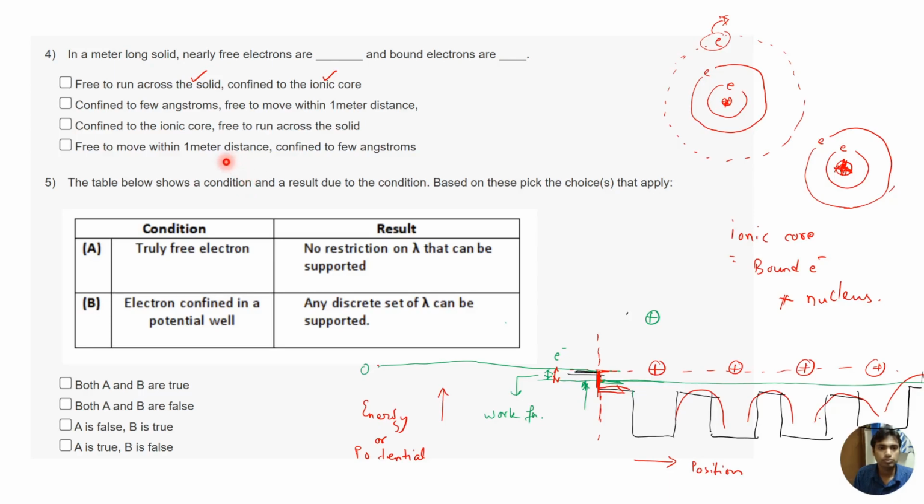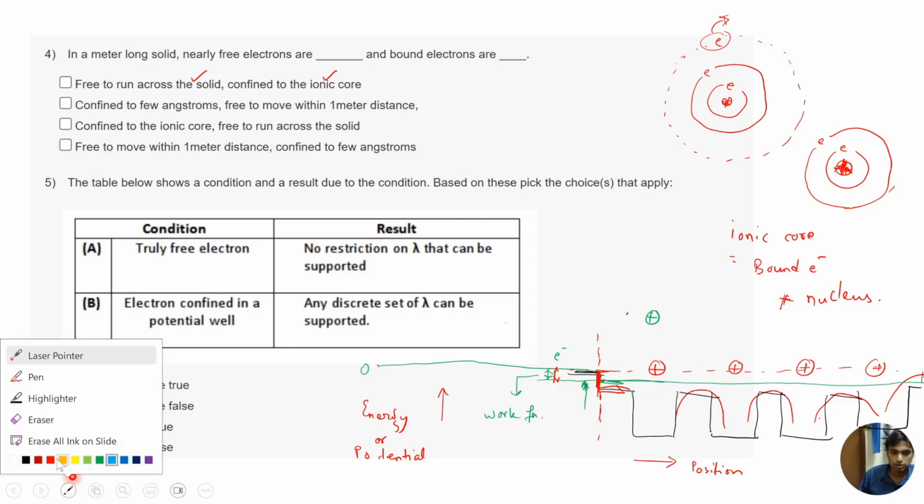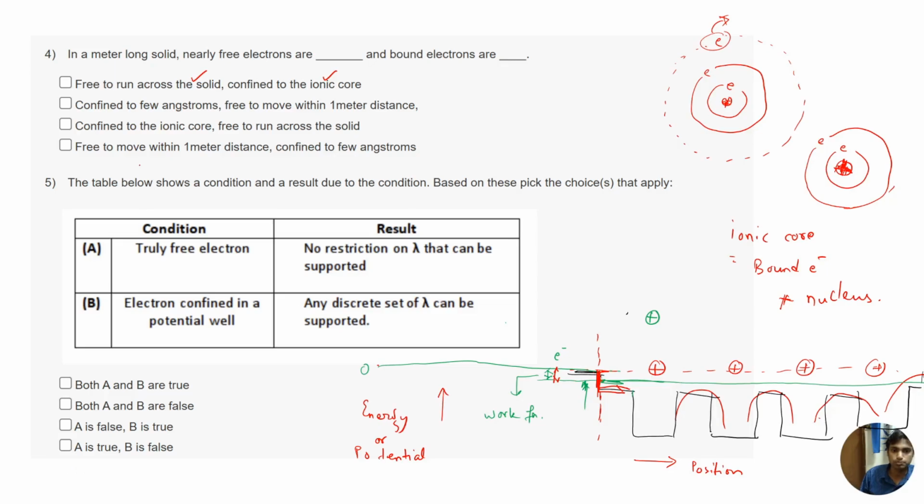Nearly free electrons are free to run within the solid, right? That is what we selected in the first one. But the last one is also correct, it is a multiple answer question. Since you said 1 meter and the order of angstroms, that's what we discussed: free to move within 1 meter distance, and confined to a few angstroms because it is a bound electron. That's the size of an atom. So this option is also correct, and these are not correct.